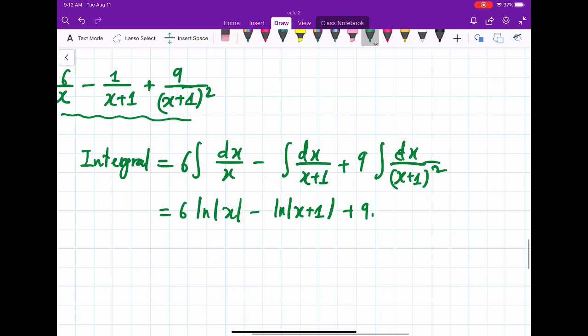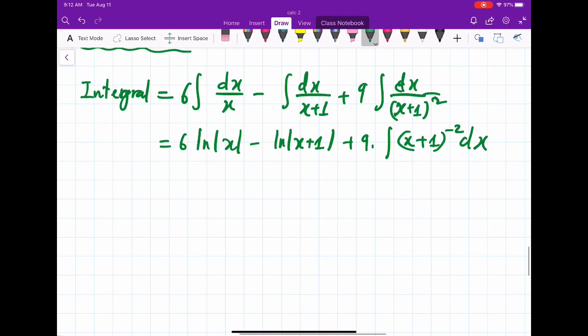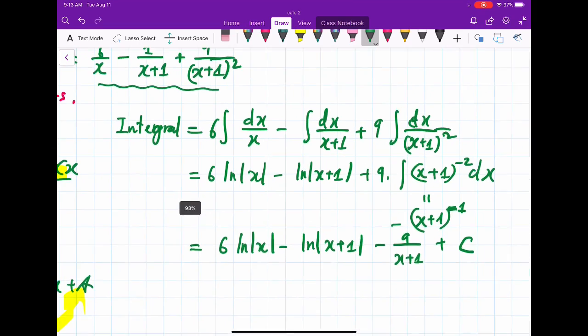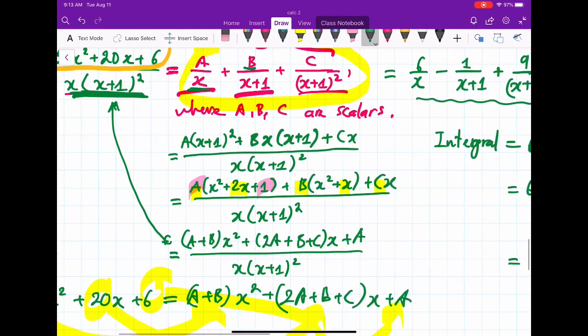So here I think we solved that in the previous example. We use the power rule, right? We convert (x plus 1) to the negative 2 dx. And this is minus (x plus 1) to the negative 1. Or we can write the general solution is 6 ln x minus ln of x plus 1 and minus 9 over x plus 1 plus constant. You see, that's how we can solve such integral.